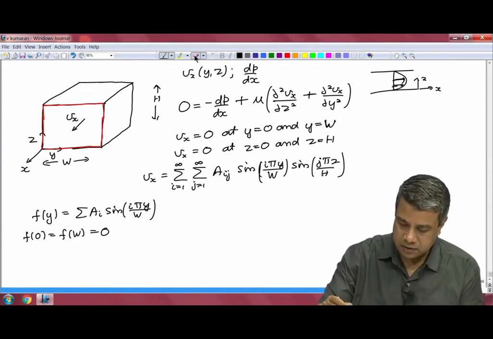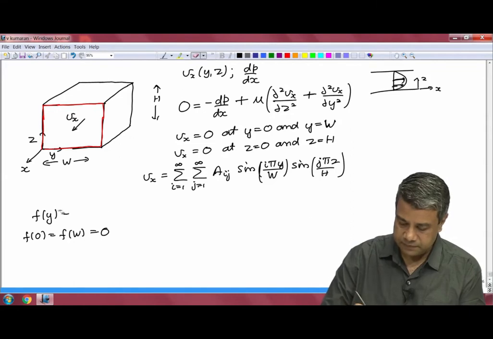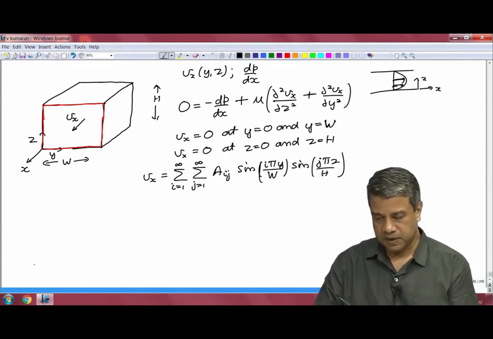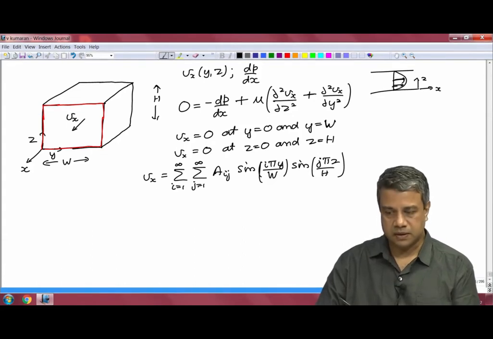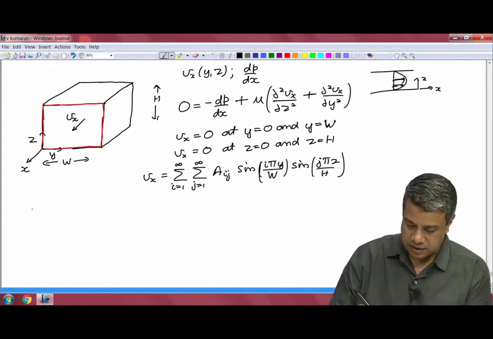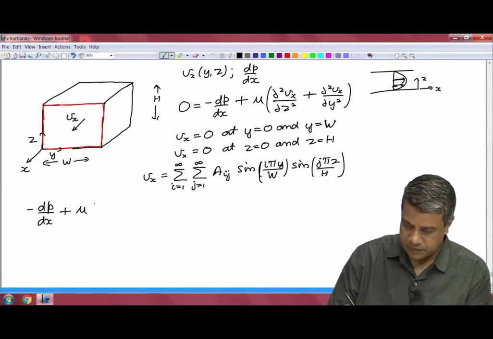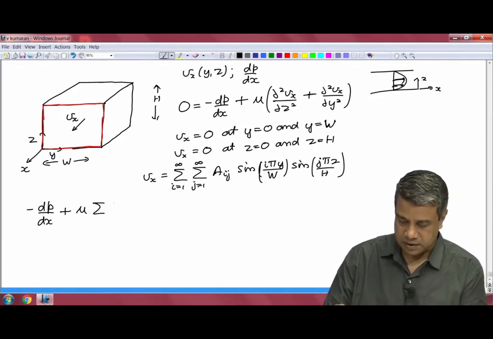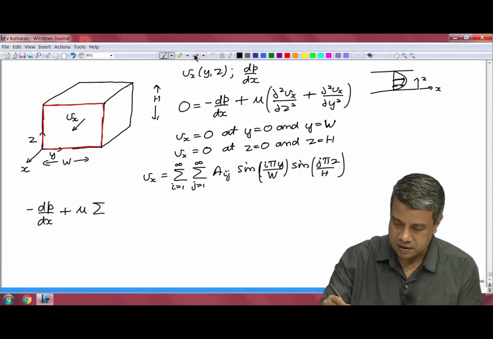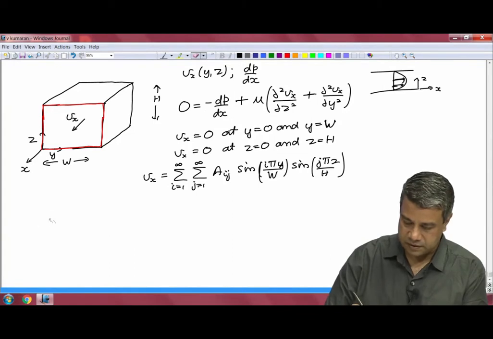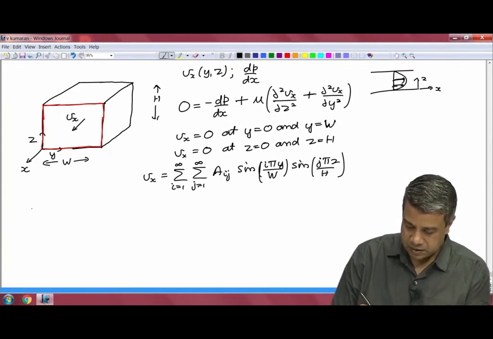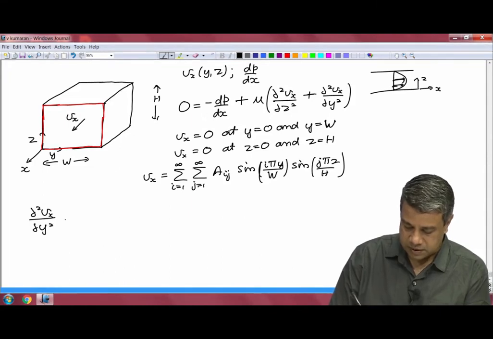How do we determine the coefficients in the expansion? Substitute that into the equation. So, I will get minus dp by dx plus mu summation. Let me first determine the derivatives. Partial square Vx by partial y square.